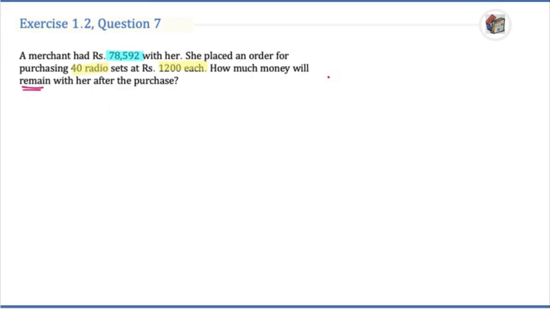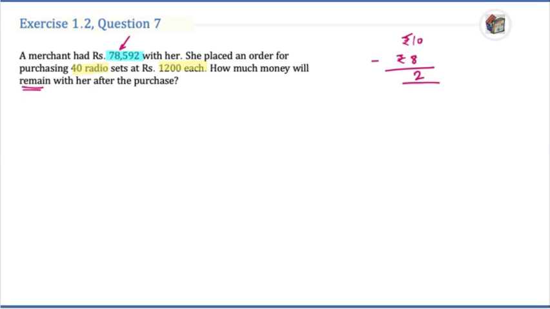So basically you have a starting money, say you have 10 rupees with you, and then you go and spend say 8 rupees on buying something. So what remains with you? You just subtract, right? So 2 will be your answer. So what we basically have to do is subtract from the total amount, this one in blue, the total that you're spending. So it's 1200 on each radio set. Let's see what we have.